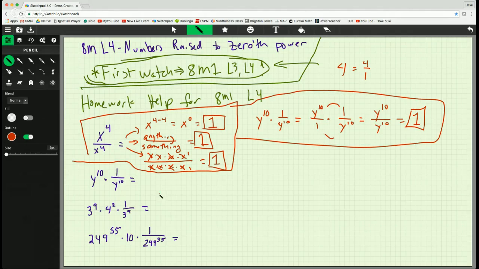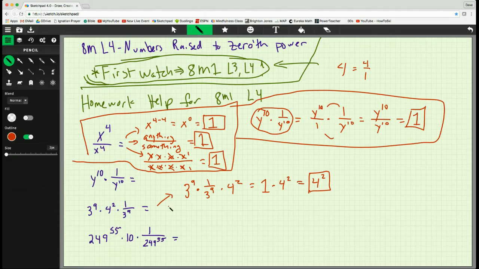That's number 2. Now, number 3, we're going to use the commutative property of multiplication. That means I can multiply things in any order, and that makes this problem a whole lot easier. I'm going to multiply 3 to the 9th times 1 over 3 to the 9th times 4 squared. We know 3 to the 9th times 1 over 3 to the 9th is equal to 1. You can take the steps to say that's 3 to the 9th divided by 3 to the 9th, which is 3 to the 0, which is equal to 1. And we end up with 4 squared.